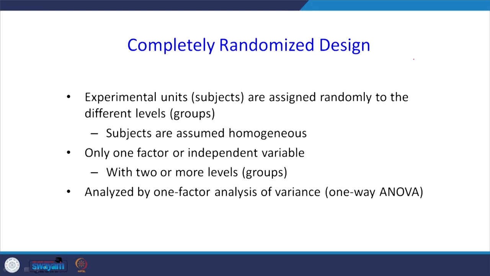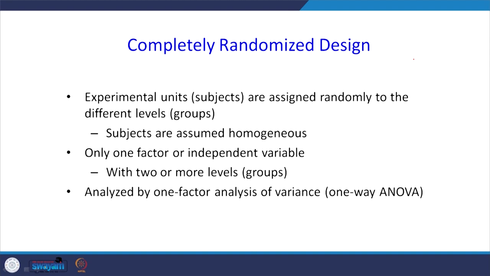There is no bias. Suppose you consider the student IQ level and allocate students into different categories of classes, then that is not an unbiased method. So here the experimental units are assigned randomly to the different levels. Subjects are assumed homogeneous, with only one factor or one independent variable, that is why it is called one way ANOVA. Here teaching methodology is the independent variable, and the student performance, that is the marks, is the dependent variable.